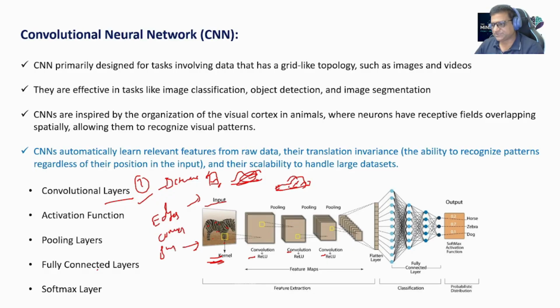So then the shapes, then the object parts, then the complete objects. In the shoe example also, first it will identify the shoelace, then the sole, then the upper design, the entire shoe like that. Right? So that's why we have multiple convolutional layers.